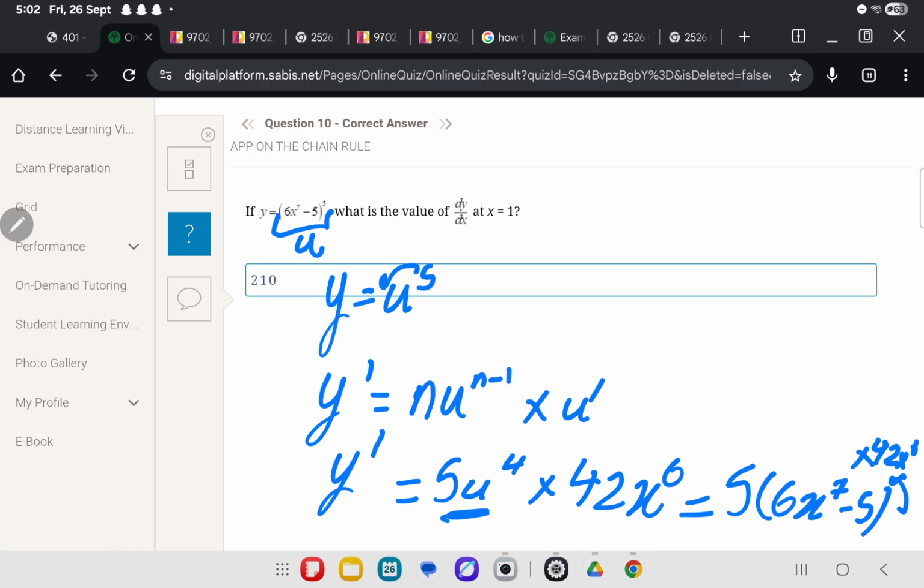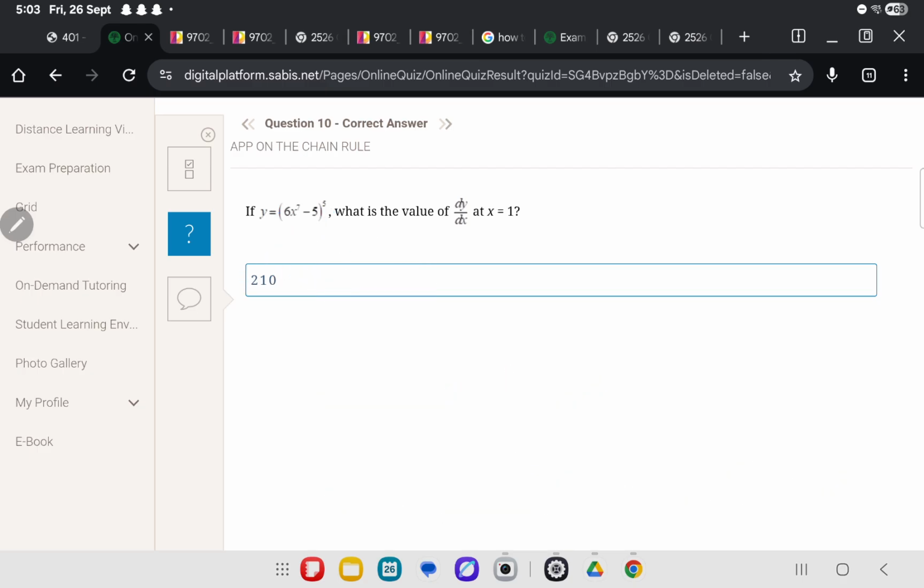Now they want x equals 1, so I'm just going to substitute 1. 5 into, open the bracket, 6 times 1 to the power of 7 minus 5, close my bracket, to the power of 4. The whole thing is raised to the power of 4, right? I almost forgot to add it. To the power of 4 times 42 times 1 to the power of 6. That gives me 210, which is my answer. Question 11.